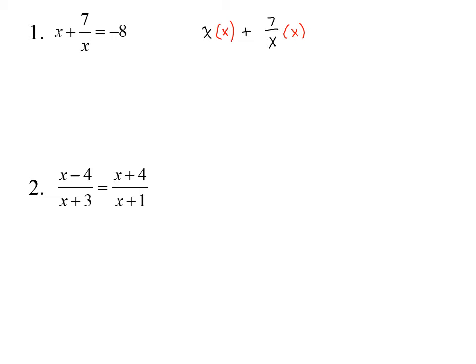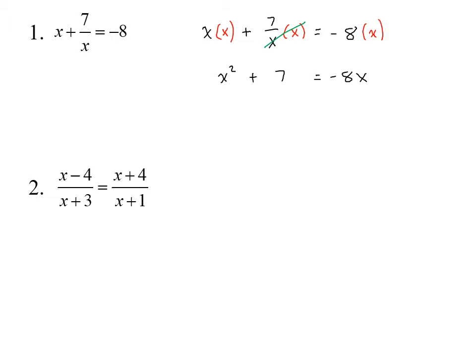If you remember in the last video, we were talking about how you can get rid of the complex fractions, where you have the little baby fractions inside the other fractions. You multiply by the common denominator. This is what we're doing here. And so what happens is these x's cancel, and you're left with x squared plus 7 equals negative 8x.